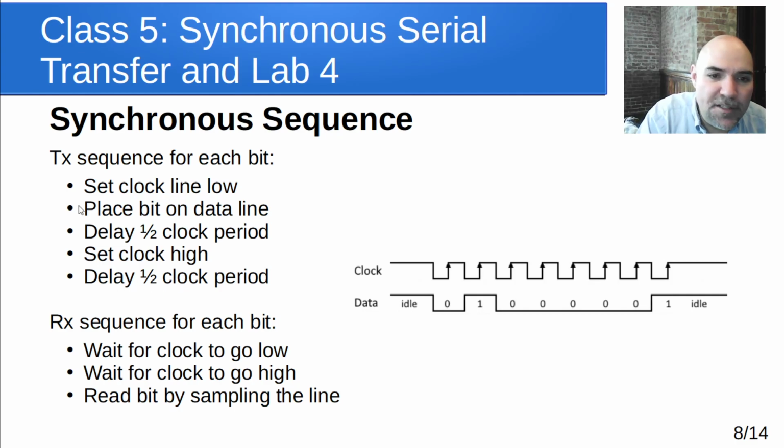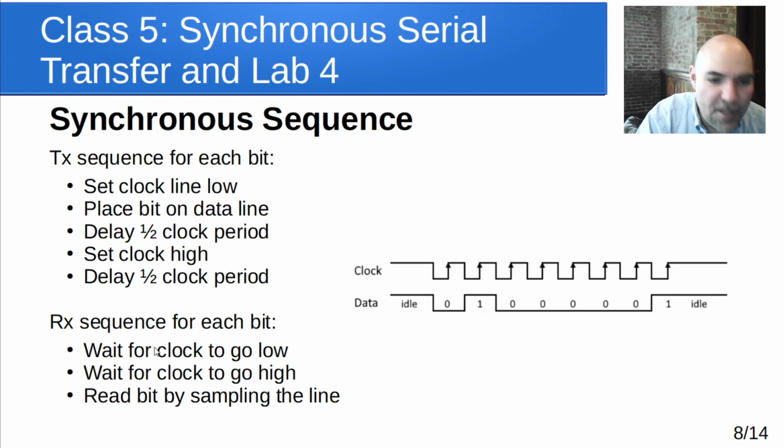So we'd have this inside of a for loop that goes through each bit in the byte we're sending. If it's an 8-bit byte, we're going to do this 8 times. The for loop says: set the clock low, put the bit on the line, delay for half a clock period, set the clock high, delay for half a clock period, and then repeat that. So we're going to go through all 8 bits like we see here.